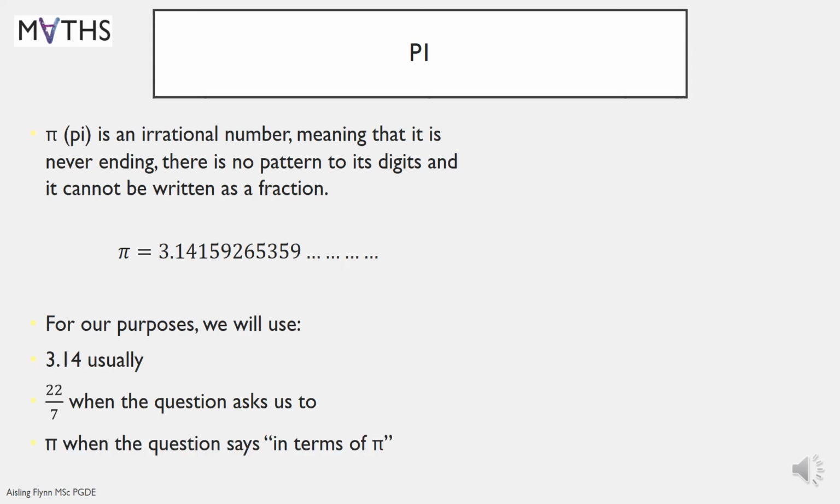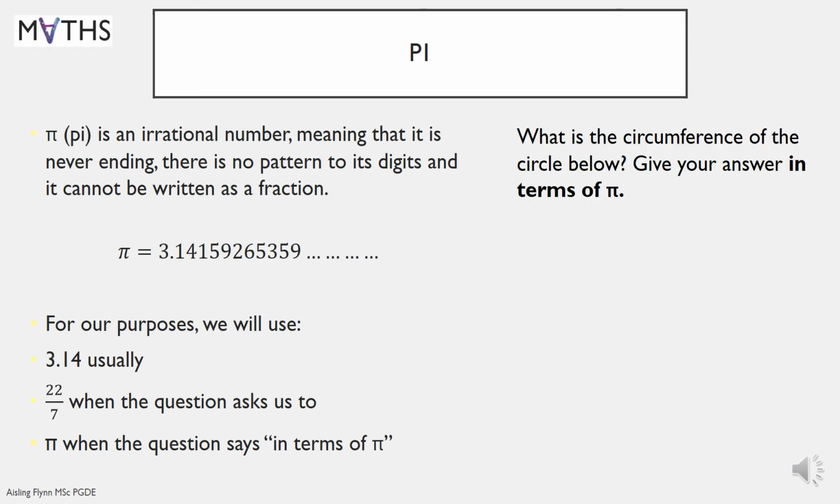And we will use pi when the question says "in terms of pi." That means if you're asked to give your answer in terms of pi, you don't change its value to 3.14 or 22/7. You leave it as a letter as you would an X or a Y in your answer.